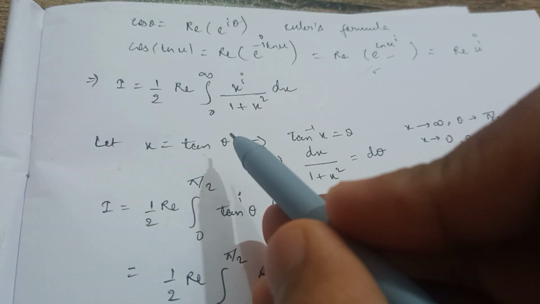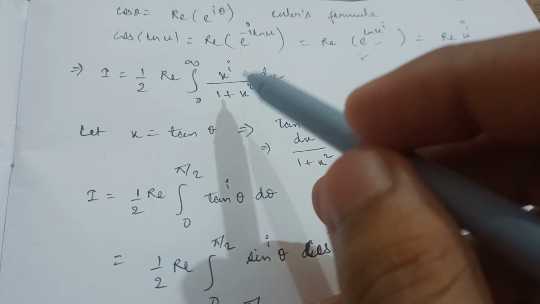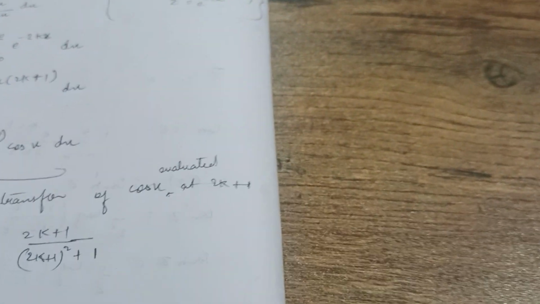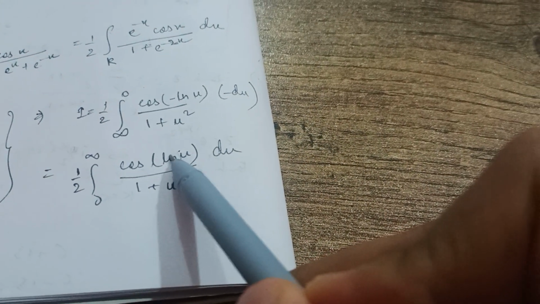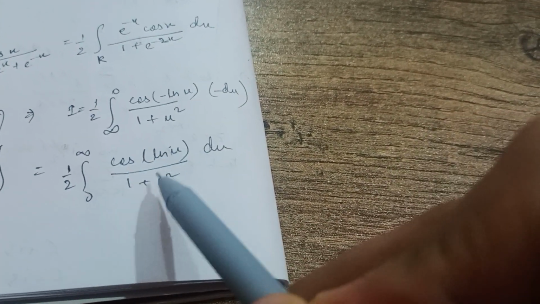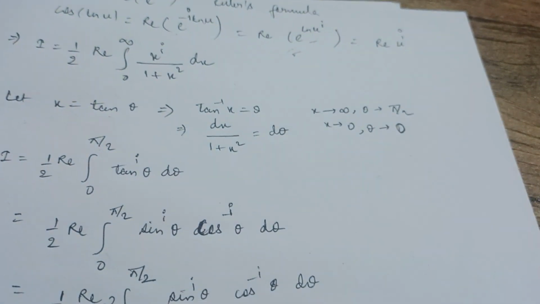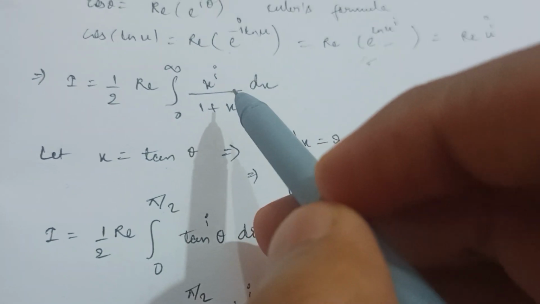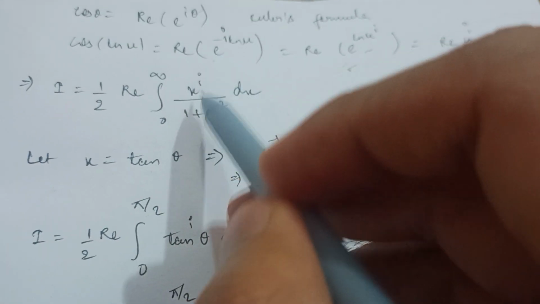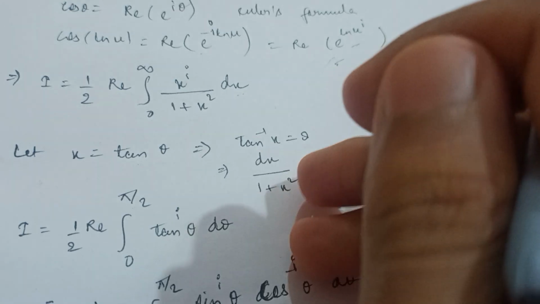So again, I am going to change cos of ln u to the real part of u to the power i, and the rest will remain as it is. Basically, writing x as u, I have changed the variable. So x to the power i upon 1 plus x square, don't get confused, I am just writing u as x and changing du to dx, so that is not going to affect much here.